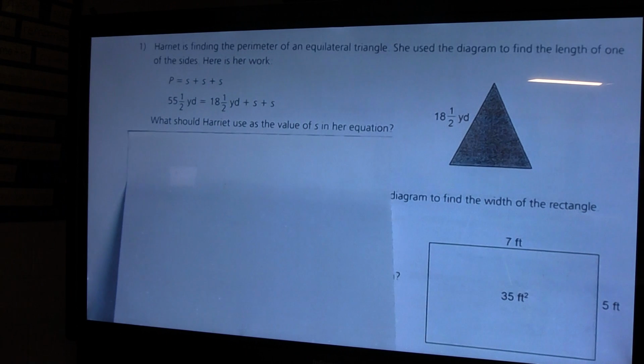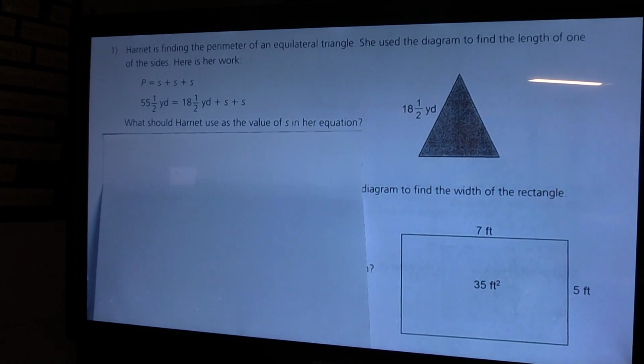says Harriet is finding the perimeter of an equilateral triangle. She used the diagram to find the length of one of the sides. Here is her work. So she says that perimeter equals side plus side plus side. And then it shows that she found the perimeter to be 55.5 yards. And we have to figure out what should she use as the value of S in her equation.